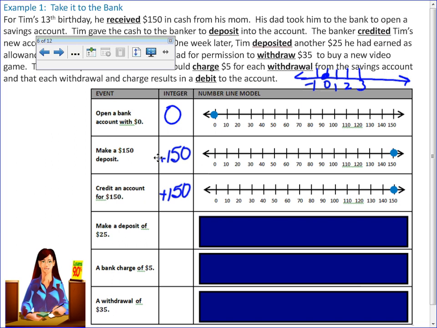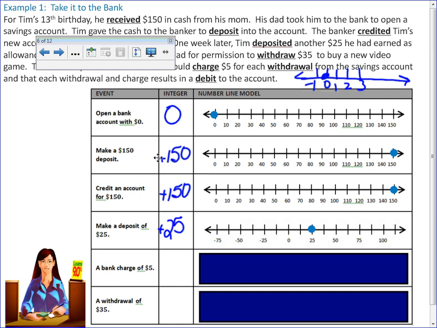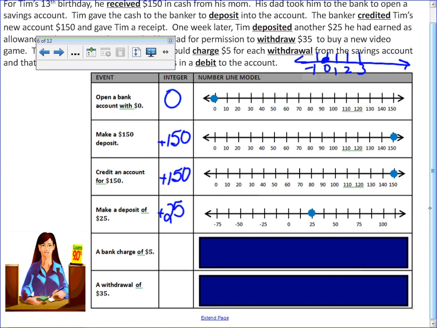Okay? You make a deposit of $25 in your account. How would you write that as an integer? Negative 25. You're making a deposit. You're adding money to your account. Exactly. Plus 25. You could draw so many different types of number lines for this. You don't have to draw the ones that you see here.